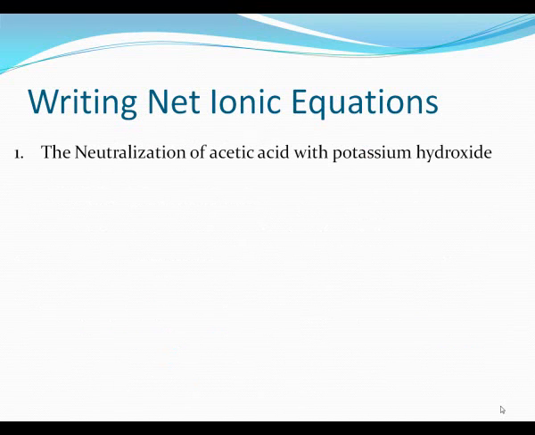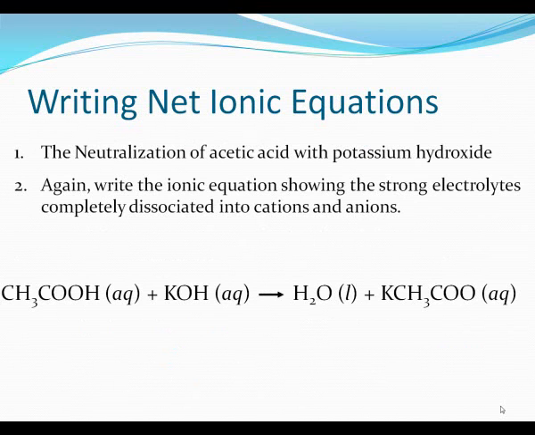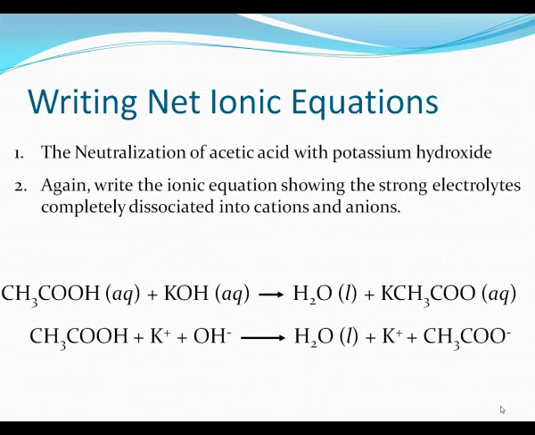Another example would be the neutralization of acetic acid with potassium hydroxide. Here again is the so-called molecular equation. This is the acid plus the base makes the salt and the water. Now we want to write out the equation showing only the strong electrolytes as being dissociated. And so because acetic acid is a weak acid, here we have it still written as CH3COOH. Potassium hydroxide is a strong electrolyte, and you can see the ions.